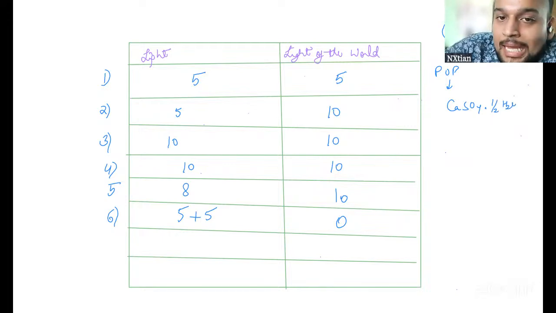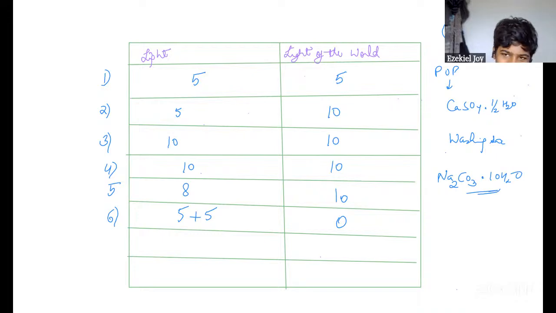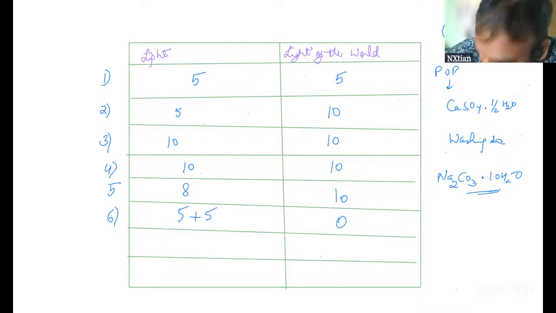Okay. And then another example is washing soda. Washing soda is sodium carbonate dot 10H2O. These are the two examples. Now I remember, that video which I taught you. Last question. Okay, let's see who will win the last question.